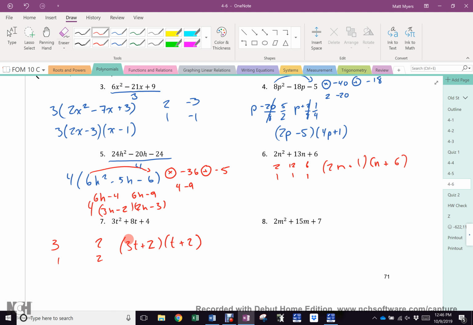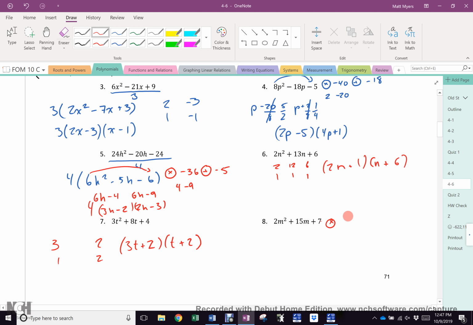Everybody good? Guess and check is working fairly well for us right now, right? But remember, it's not always going to work, right? Well, it'll always work, but it'll sometimes take forever. So let's practice one of our other methods here.